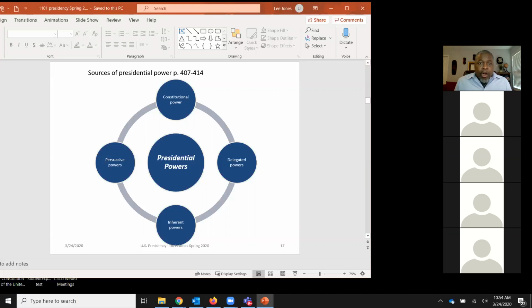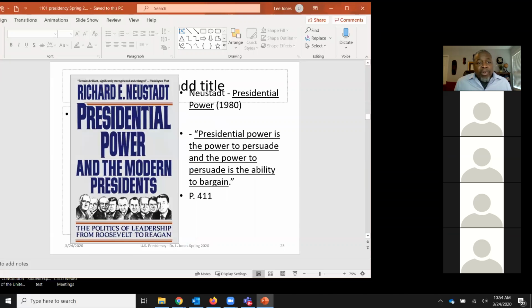And lastly, along with the constitutional, the delegated, and the inherent powers, we said the 4th source of power is the power of persuasion. In 1960, Richard Neustadt wrote the book Presidential Power, where he says presidential power is the power to persuade, and the ability to persuade is the ability to bargain.